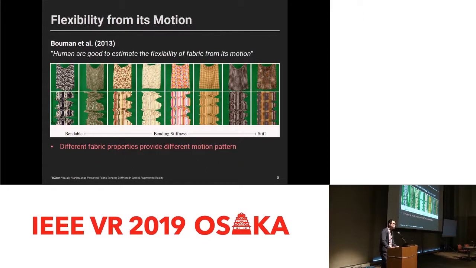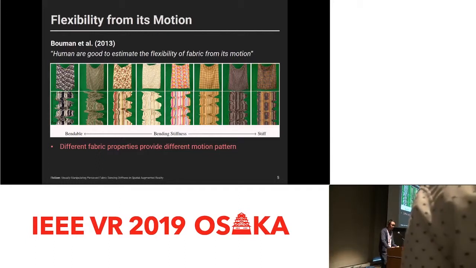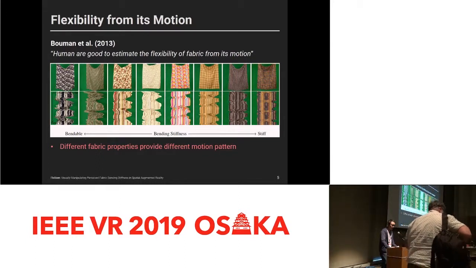In previous work, Bowman in 2013 investigated this bending stiffness feature by estimating the fabric's motions from its uniform movements using computer vision techniques. The results were compared with human observations on the same fabrics, and concluded that humans are good at estimating the flexibility of fabrics from their motions. Different fabric properties usually provide different motion patterns.